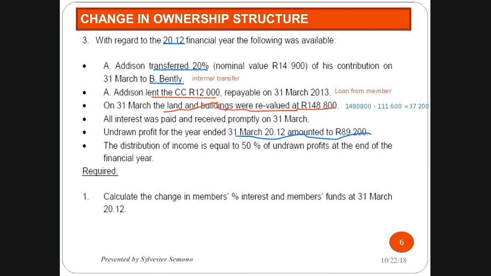So I'm just trying to make sure that I give you more information before we go and record. Okay, so apart from this information, check our requirements. Firstly, they want us to calculate the change in members' interest in the form of a percentage, which is what we did previously, and they also want us to calculate the change in members' funds. So this is what we did before. Anyone with a question, guys, before we go and tackle the question?